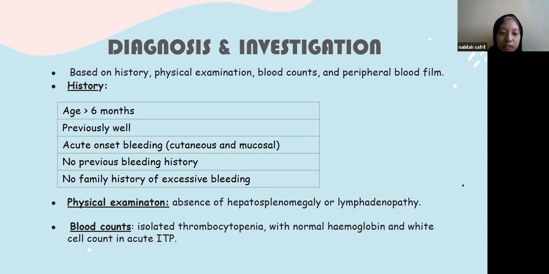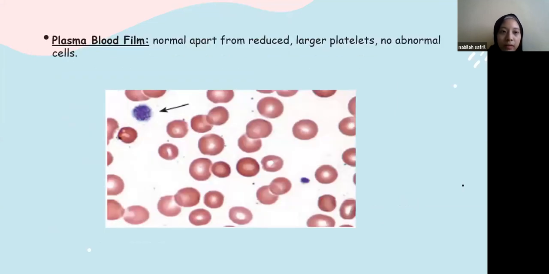During physical examination, there is an absence of hepatosplenomegaly or lymphadenopathy, and the blood counts only show isolated thrombocytopenia, meaning there are only low levels of platelets, but the hemoglobin and the white blood cell counts are normal in acute ITP. The peripheral blood film is normal apart from the reduced platelet count, and the platelets also appear larger due to an increase in platelet turnover.